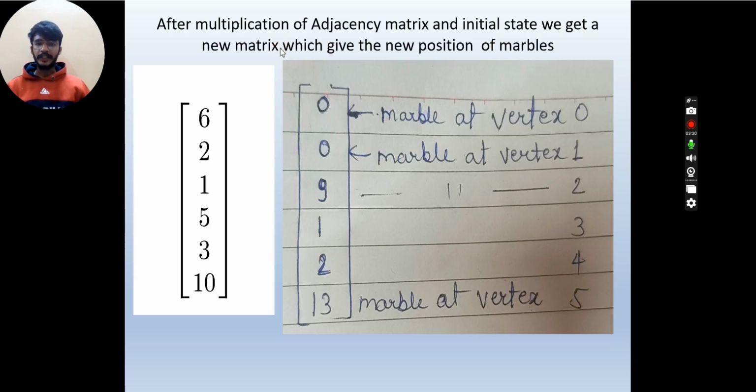After multiplication of the adjacency matrix and the initial state, we get a new matrix which gives the position of marbles. So at vertex 0, there are 0 marbles; initially there are 6 marbles. At vertex 1, there are 0 marbles; initially there are 2 marbles. At vertex 2, there are 9 marbles present, but initially there is only 1.